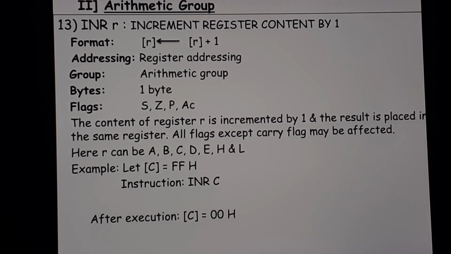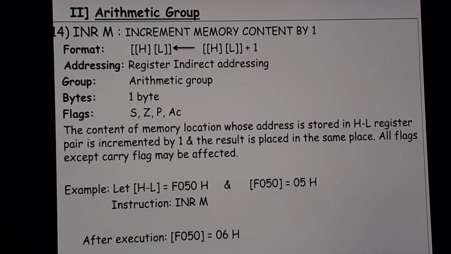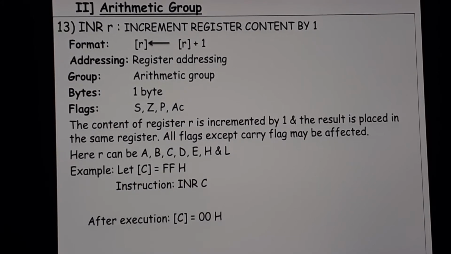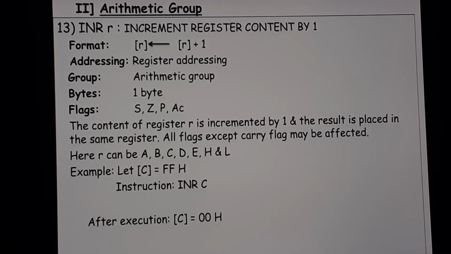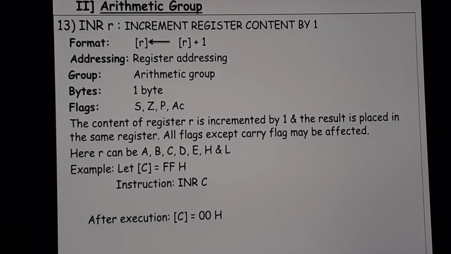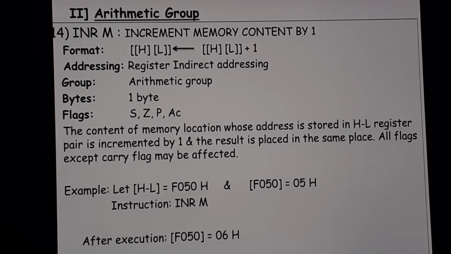That is INR C, so the C content is FFH. Here there is no need, since only a register is present. Here it was the M instruction, so hence we took it as 16-bit. Here I did not consider any 16-bit data, so there was no need to show that. So in this one you need to mention the 16-bit data since M is present in the instruction.